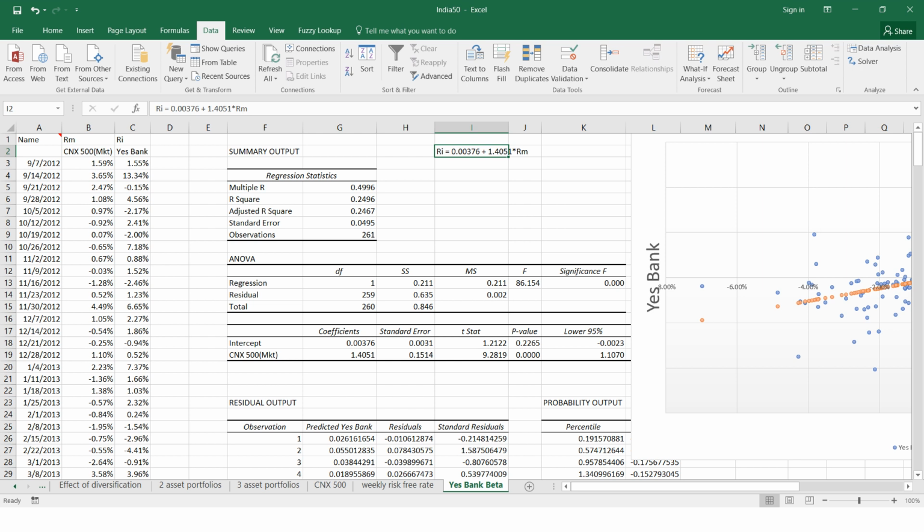Okay, so let's look at beta. Beta is 1.40, which means that if my market increases by 1%, on an average Yes Bank increases by 1.4%. This is what this regression equation also suggests, that if I increase Rm by 1%, then my Ri should increase by 1.405%. And the same holds when the market declines. Yes Bank tends to decline more, around 1.4%.